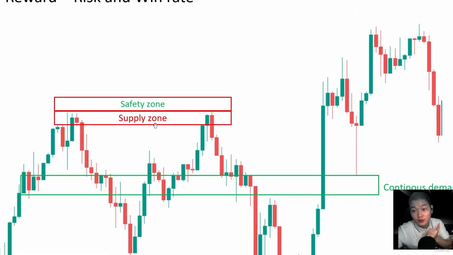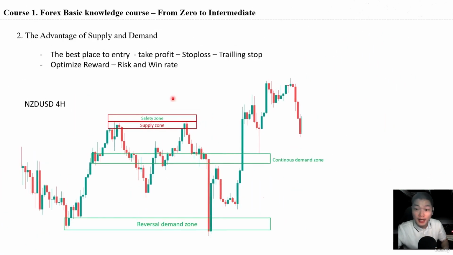Why can we double the supply zone? Because you can see that the supply zone is very small, so you can double it into a safety zone to cover the stop loss and be safe. This comes from my experience while trading; I tested a lot and defined it. And now we can enter like this.